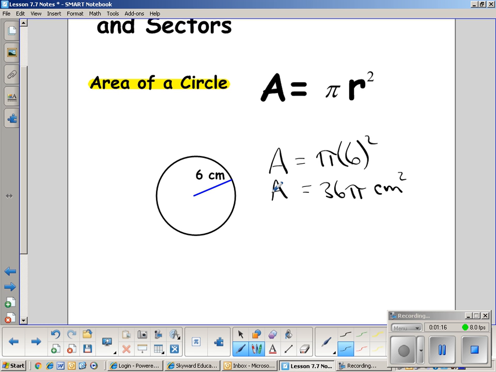113.1. Yeah. So if they say round to the tenth, then we would call this 113.1 centimeters squared. Okay?